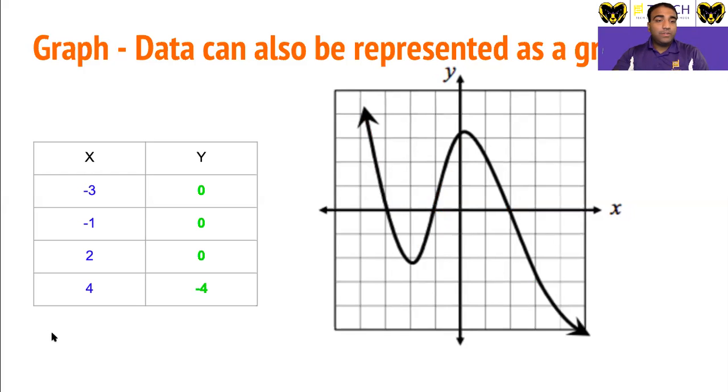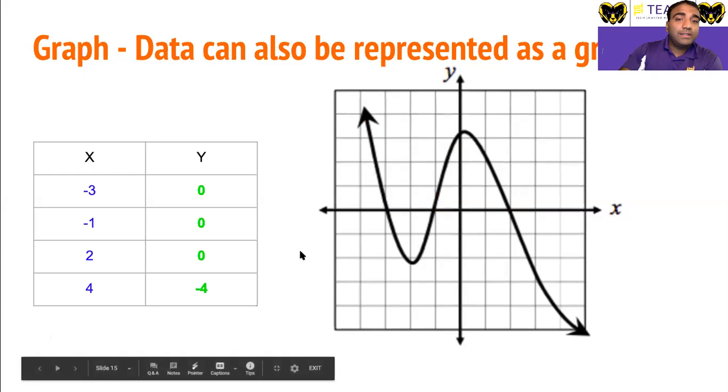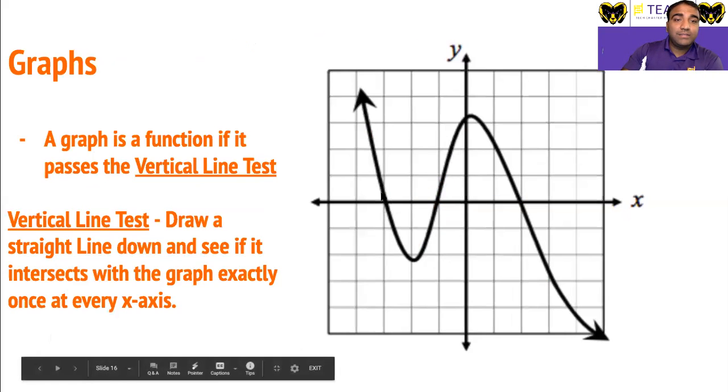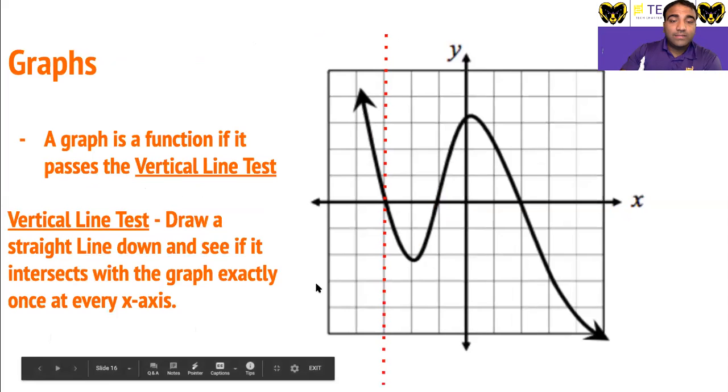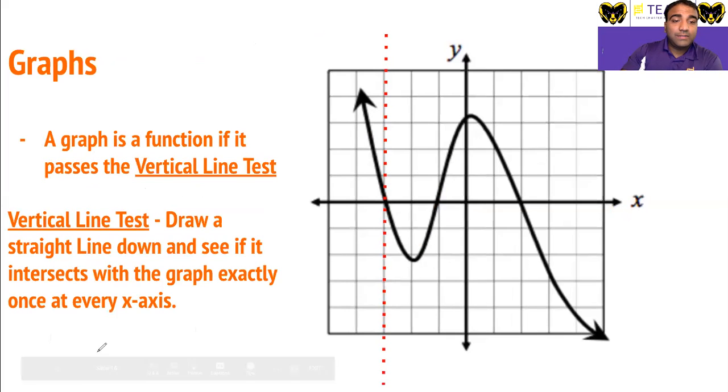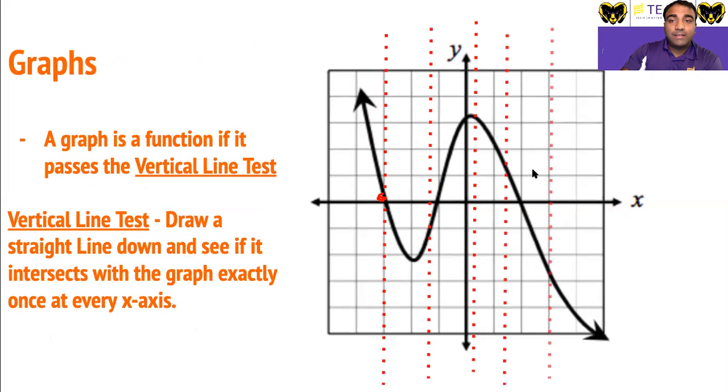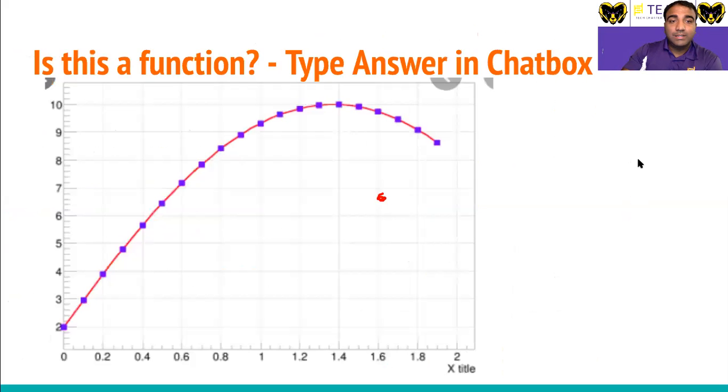And so when we draw our data as a graph, there is a neat test that we can do to see if it's a function, and that is if it passes the vertical line test. The vertical line test is that you just draw a straight line down and see if it intersects with the graph exactly once. If it intersects more than once, it's not a function. Here you can see it intersects only once, it's a function. Again, it intersects only once, and so if it passes this test, it is a function.